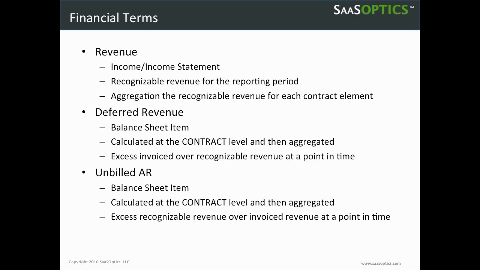The corollary to that is the unbilled AR, unbilled accounts receivable, and it's very simple to understand. It's everything I just said except you flip it around. It's what have we been able to recognize over what have we forgotten to invoice, for instance. So we have revenue that we could recognize, but we haven't invoiced yet. And once again, this is calculated at the contract level and then aggregated and placed into the balance sheet.